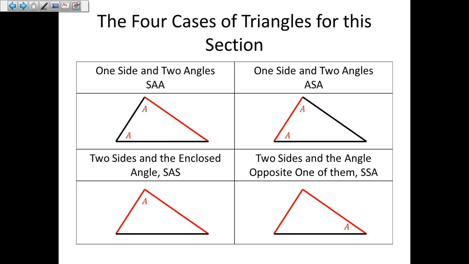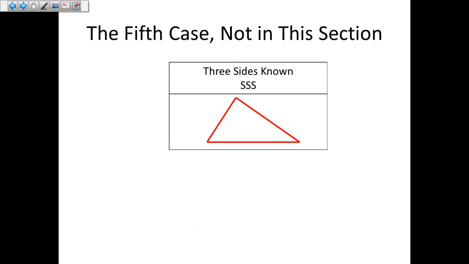Now, there are 4 cases of triangles that we're going to talk about in this section. You should be used to these labels from geometry. They're side-angle-angle, where we know one side and 2 angles. Angle-side-angle, where that side that we know is in between the 2 angles. Side-angle-side, and side-side-angle. Now there's another type that we're not going to talk about in this section, but I wanted to briefly name it, and that's where the 3 sides are known. That's what we call a side-side-side triangle. Again, this is not for this section. We'll actually use these types of triangles in the next section.